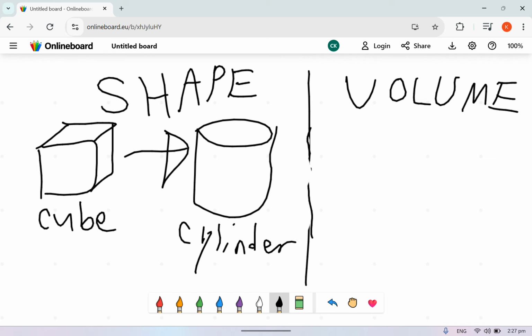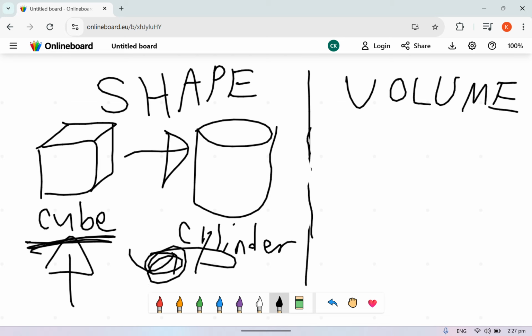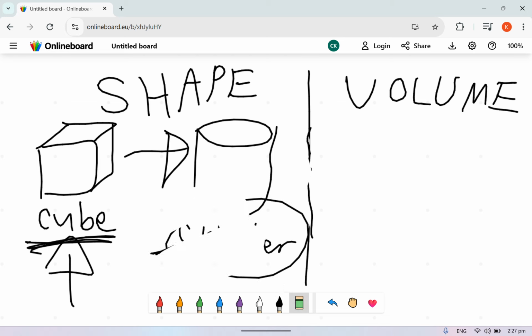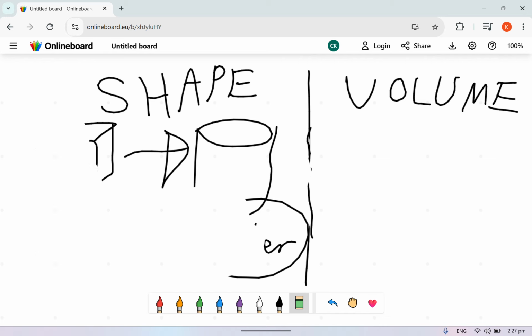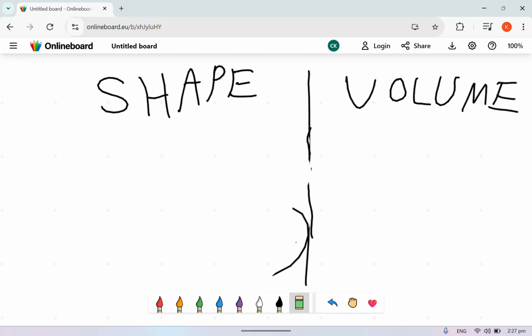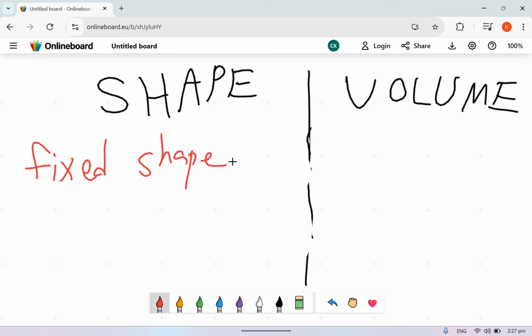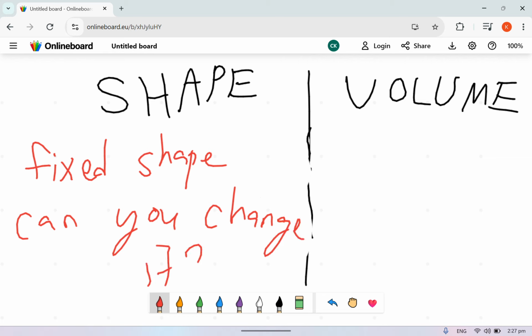Because this item, whatever it is, has a fixed shape. It's just born to be a cube. You cannot twist it into a cylinder, right? So that's how we know. So when I'm talking about shape, I'm talking about whether it's a fixed shape or not. Okay? I'm talking about fixed shape. Basically, can you change it? Okay? So that is shape.